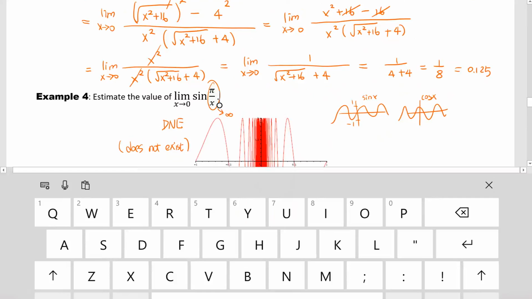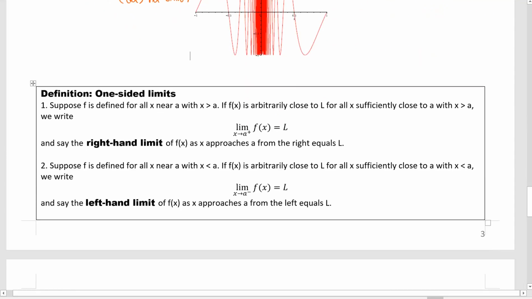All right. Okay, so next, one-sided limits. Suppose f is defined for all x near a with x greater than a. If f of x is arbitrarily close to L for all x sufficiently close to a with x greater than a, then we write the limit as x goes to a from the right-hand side. The right-hand side is more positive, so a plus. F of x equals L. We say the right-hand limit of f of x as x approaches a from the right equals L.